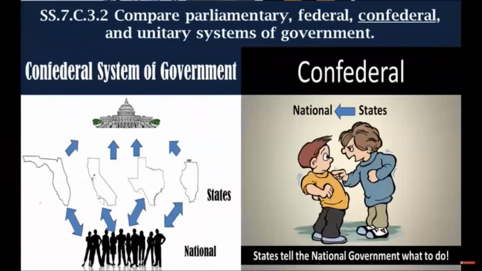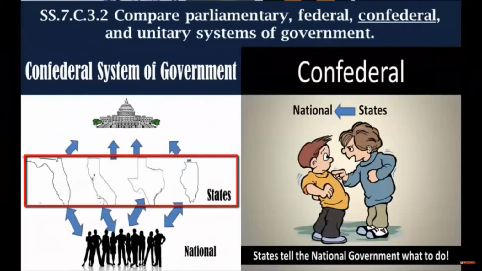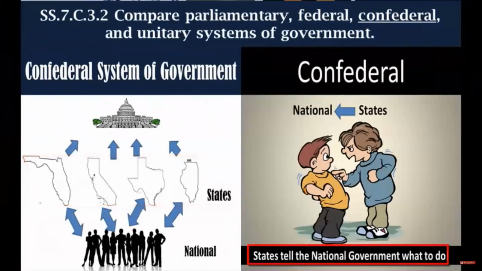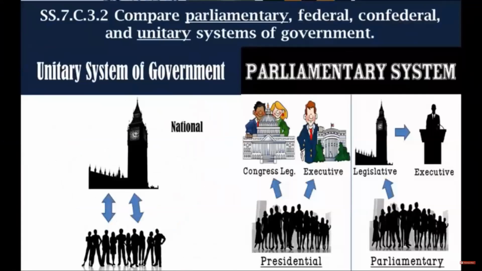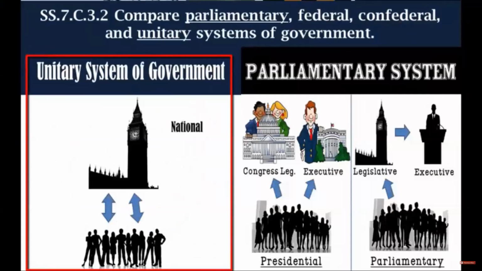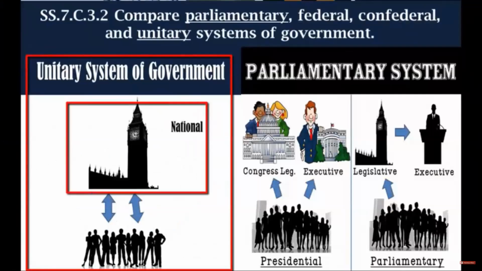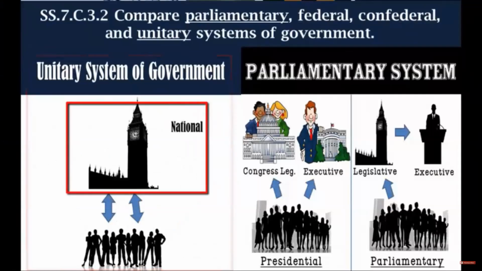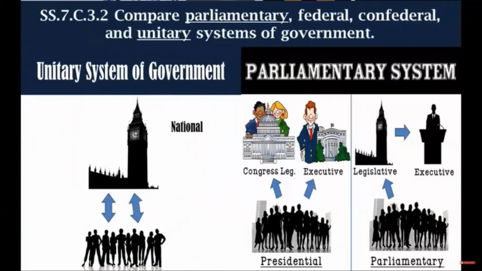In a confederal system, which America had during the Articles of Confederation, the states or regional governments had all of the power, and they tell the national or central government what to do. There aren't many confederal systems left, but there are a few. In a unitary system like they have in Great Britain, the national or central government has all of the power, usually because there aren't any state or regional governments, just local ones that the national government delegates powers to.